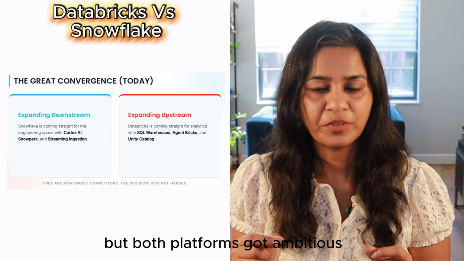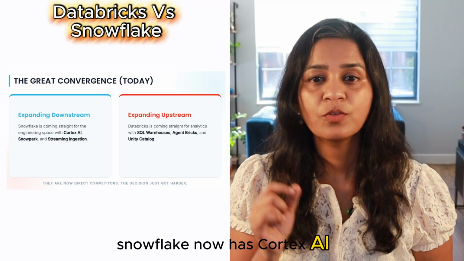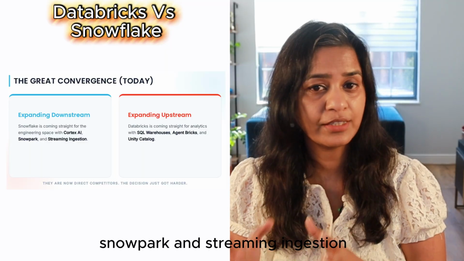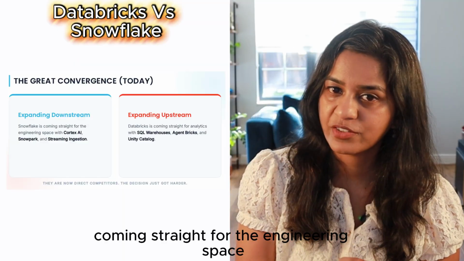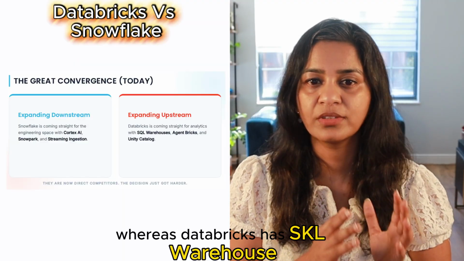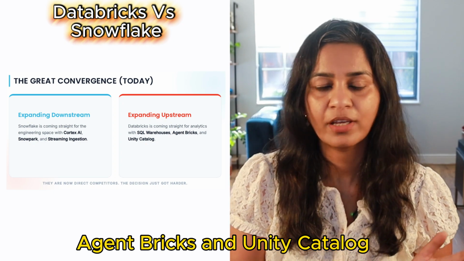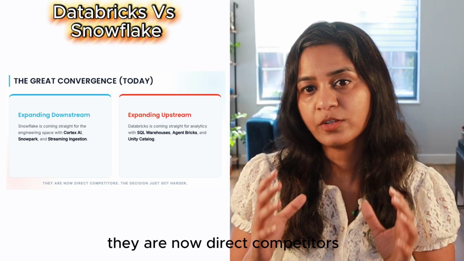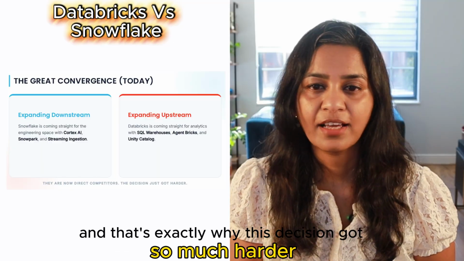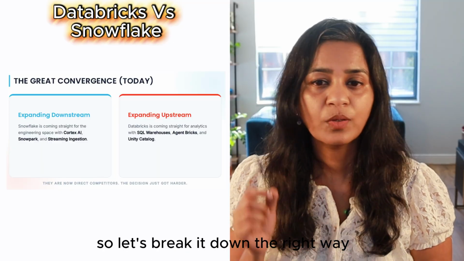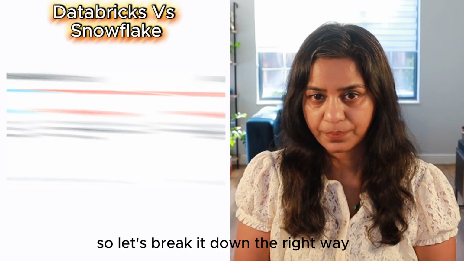But both platforms got ambitious. Snowflake now has Cortex AI, Snowpark, and streaming ingestion coming straight for the engineering space. Whereas Databricks has SQL Warehouse, Agent Bricks, and Unity Catalog coming straight for the analytical space. They are now direct competitors, and that's exactly why this decision got so much harder. So let's break it down the right way.